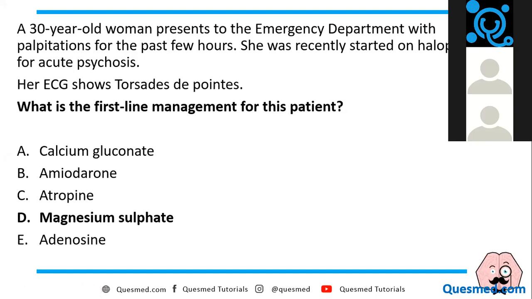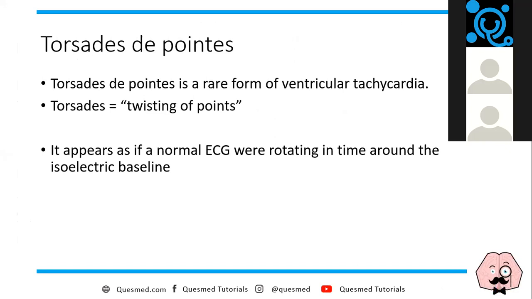So torsades de pointes, it's a rare ventricular tachycardia. You don't see it very often in clinical practice, but it's a very important diagnosis to be aware of, because it does require prompt treatment. The actual translation of torsades de pointes is twisting of the points. So it's a polymorphic ventricular tachycardia, which essentially shows a QRS complex twisting around the isoelectric baseline.